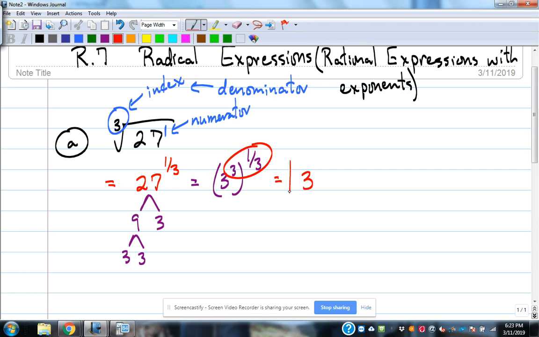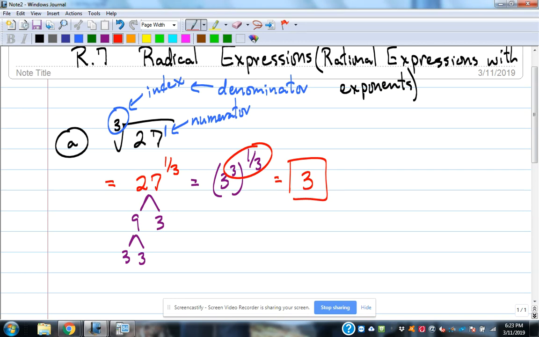3 to the first power. 1/3 of 3 is 1. Okay? So we're taking a root or a radical expression and converting it into a rational exponent because we already know how to work with rational exponents, or are familiar with them. We've seen it recently.